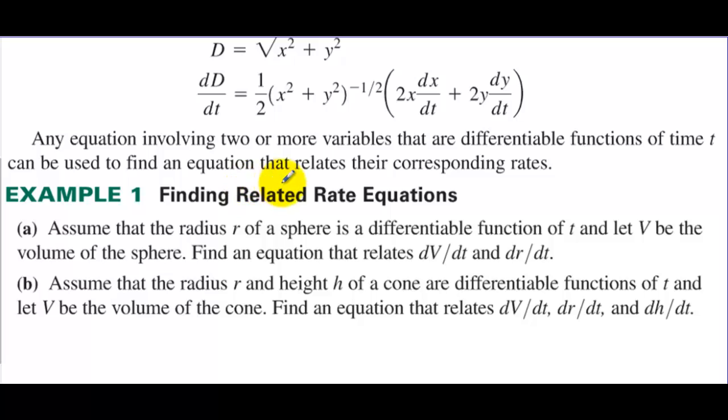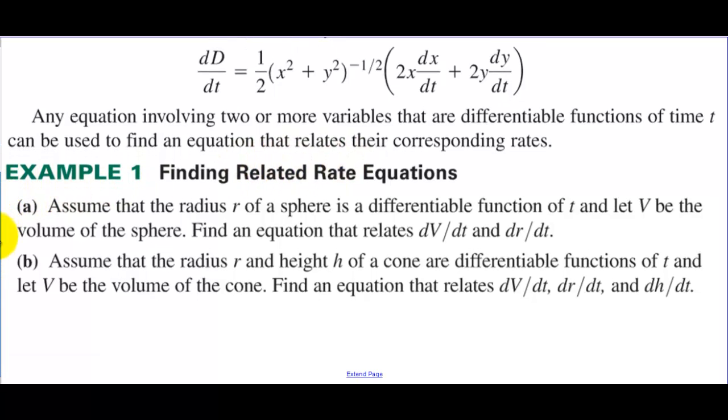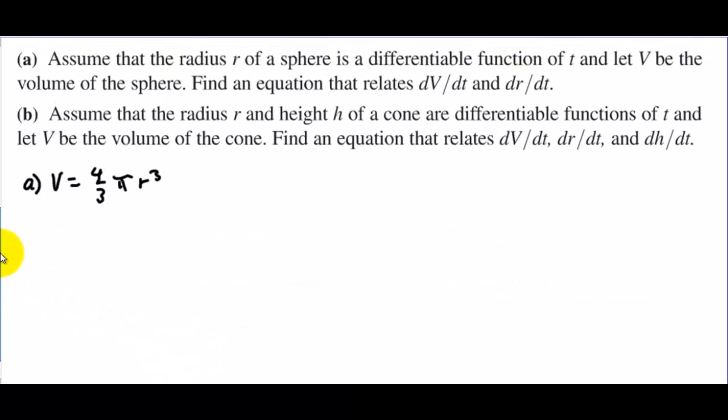So example 1, finding related rate equations. Assume that the radius of a sphere is a differentiable function of t and let V be the volume of the sphere. Find an equation that relates the derivative of V with respect to t and dr with respect to t. So in letter A, we need the volume of a sphere. The volume of a sphere is 4/3 pi r cubed. We need to take the derivative of this equation with respect to t. So we have dV/dt is equal to 4 pi r squared dr/dt.